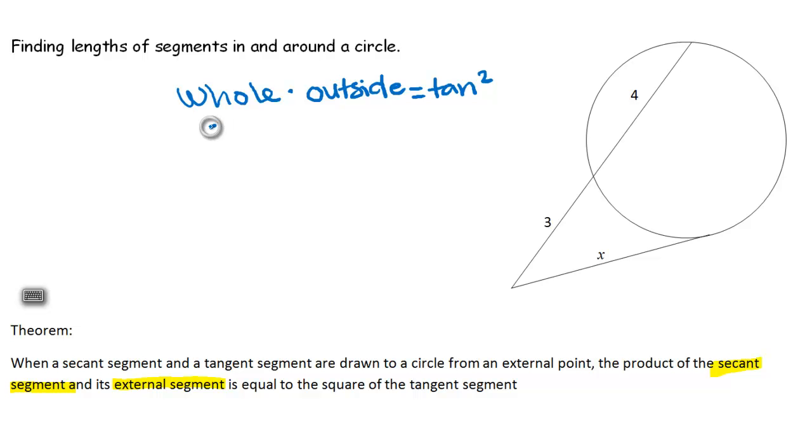So we're going to put a 7 here. And we're going to multiply that by just the outside part. So how much is this outside part? It's just 3. And that's equal to tangent squared. That's equal to this guy squared. So that's x squared. And they don't want x squared, so there's my equation, right? Whole times the outside equals the tangent squared. And they don't want x squared. They want just the x.